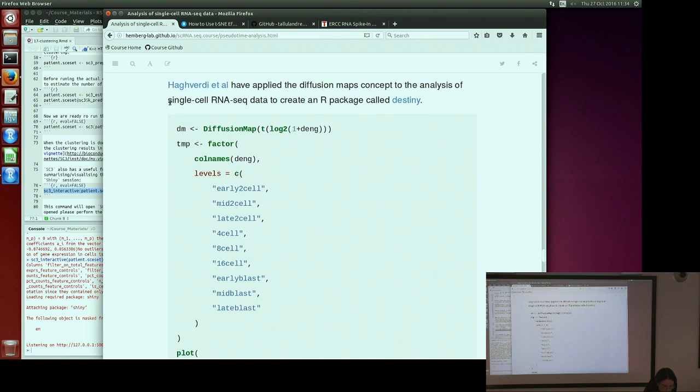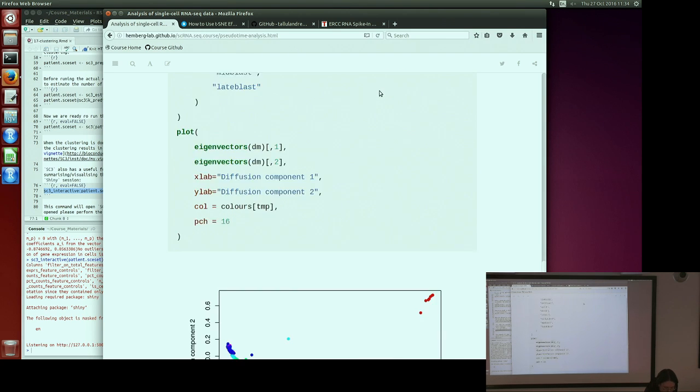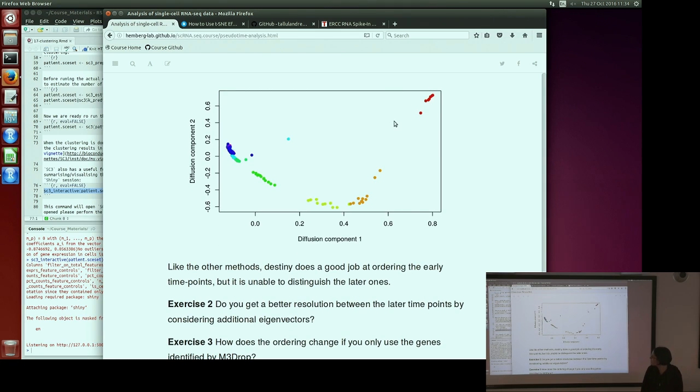So again, this is how you run the diffusion map, which has to be on log transformed data, using the destiny package. And here you can see the two components that the diffusion map has produced. The first diffusion component corresponds to the pseudotime, with the early cells over here and the later time points over there. But the diffusion map is quite good at defining the early time points, whereas the late time points are all kind of smushed together, which is not terribly good.